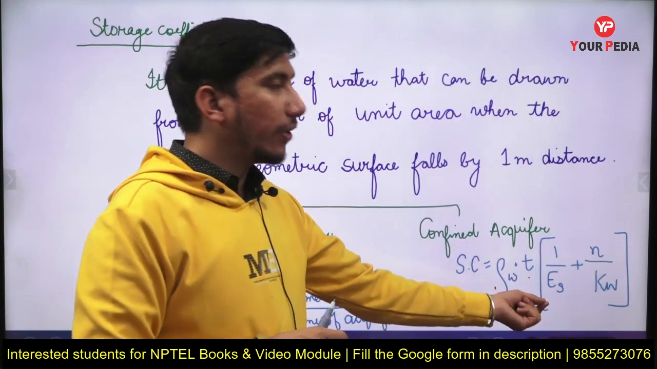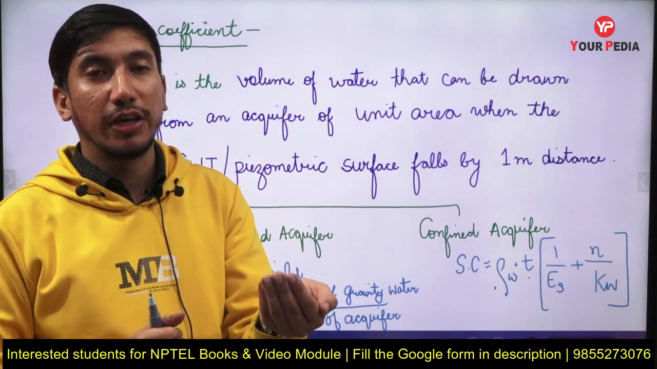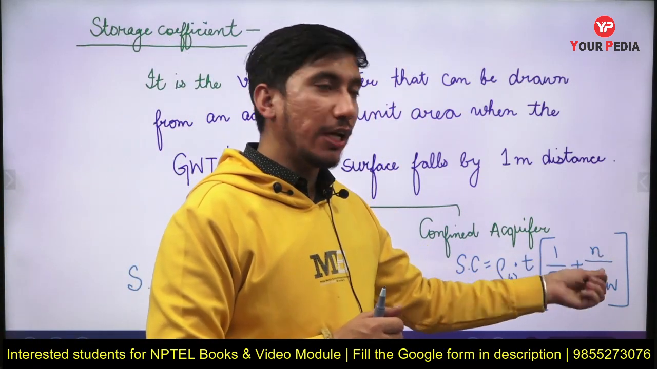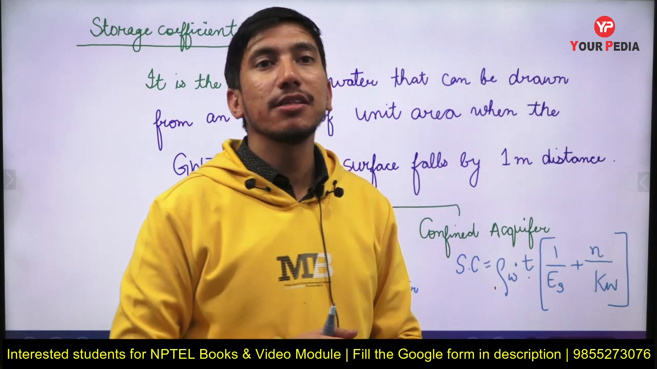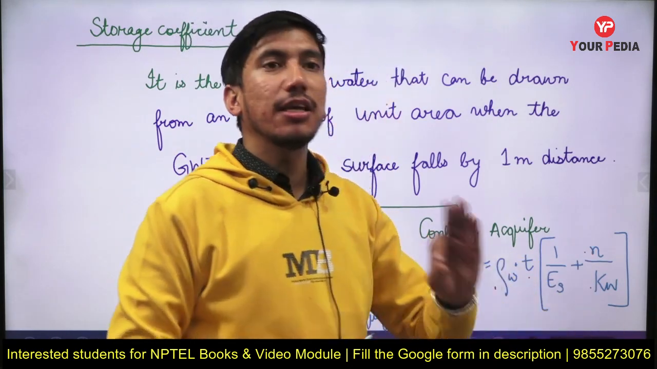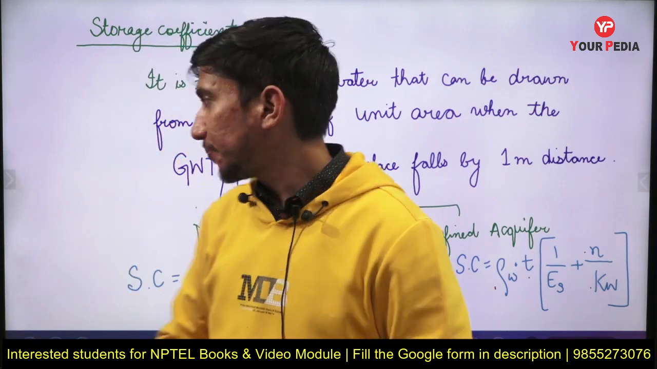Then we have 1 upon Es. This is the compressibility of soil. हम लोगों ने पहले discuss किया था. Then n represents the porosity of the soil and Kw represents the bulk modulus of water. And this 1 by Kw is the compressibility of water.